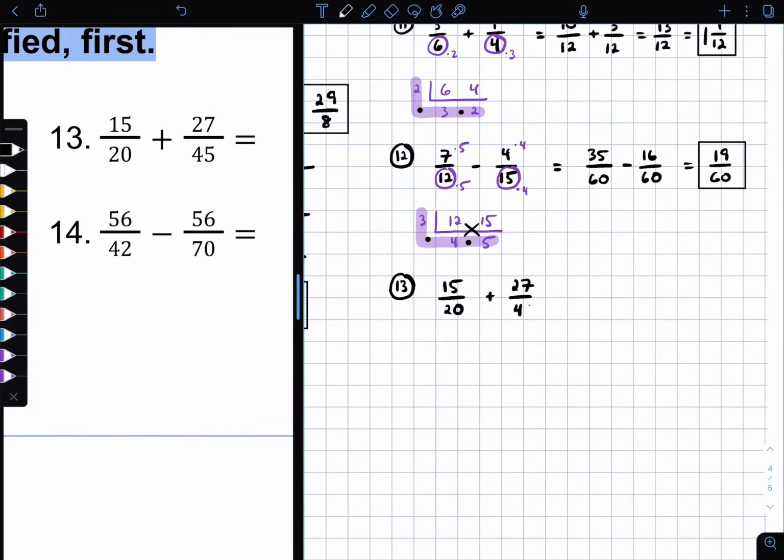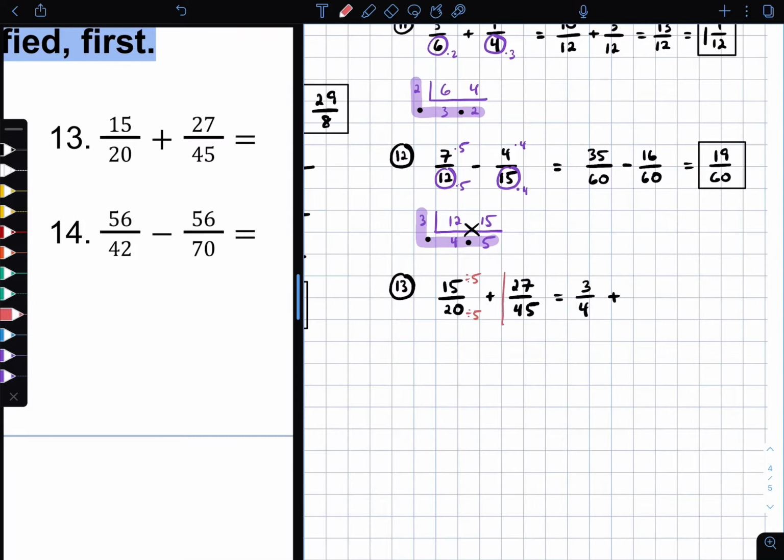Okay, so looking at number 13 here, I don't really want to find out when 45 and 20 meet for the first time. Those are a lot bigger numbers. So if we just focus on each individual fraction, like maybe just looking at this 15 over 20, we can notice that we can divide both top and bottom by 5 just to simplify them. And if we simplify them, this new fraction would be 3 over 4. That's much smaller numbers to deal with.